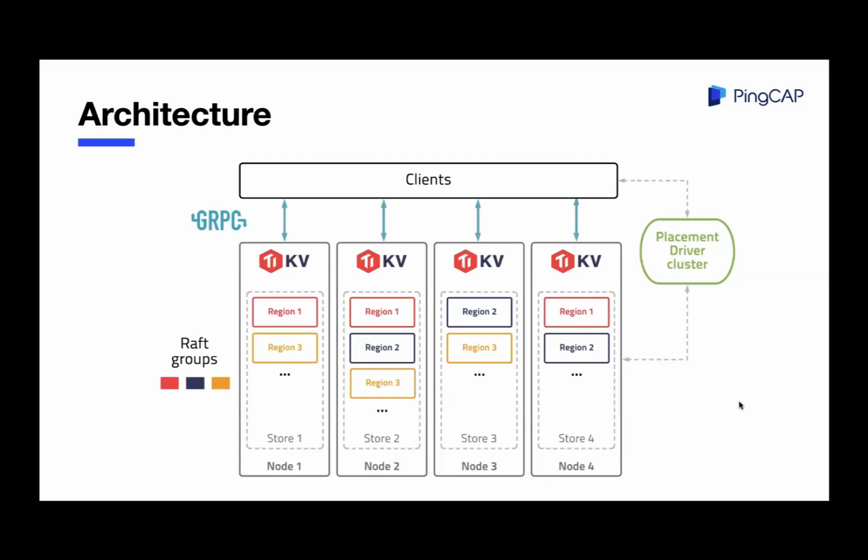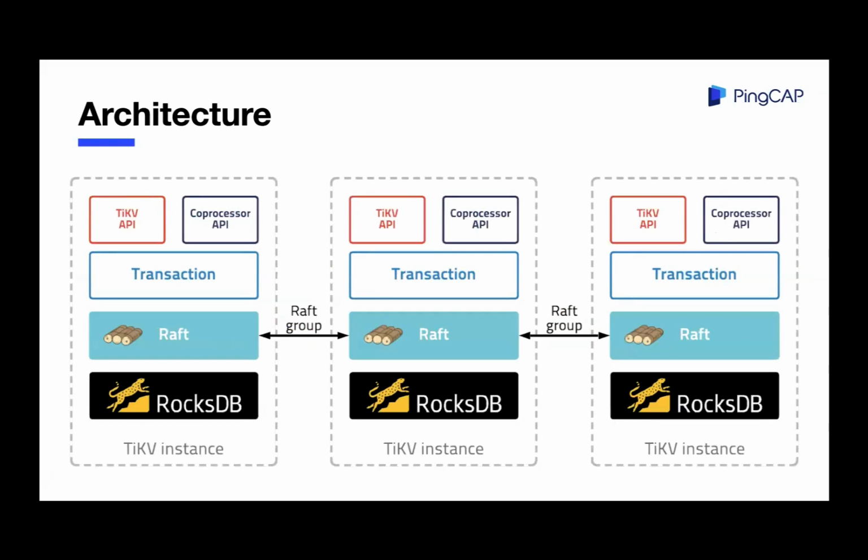Let's dive into the architecture of a single node. It's a layered design. At the bottom, we use RocksDB as the storage engine. Actually, there are two RocksDB instances inside a TiKV instance: one is for the Raft log, the other for the data. On top of RocksDB, we build the multi-Raft implementation. And on top of Raft, we build a transaction layer using two-phase commit.